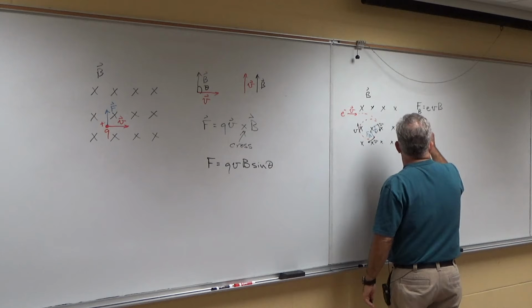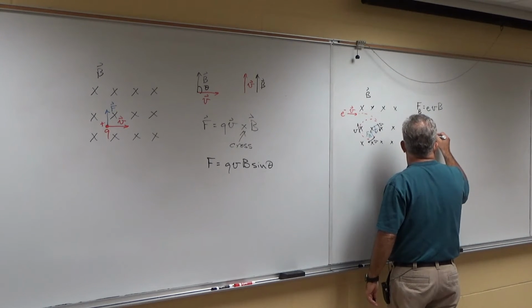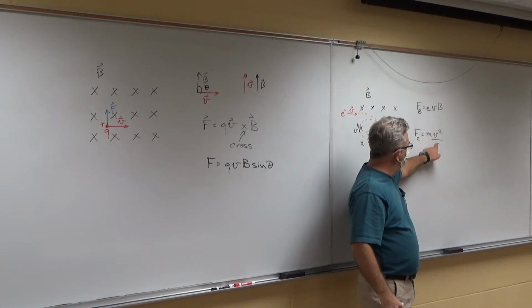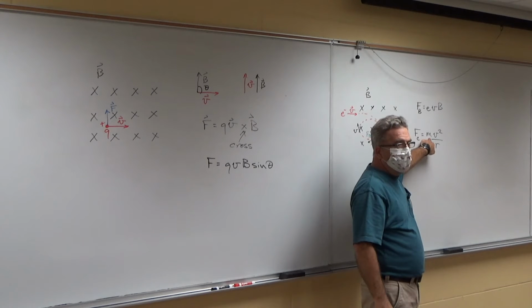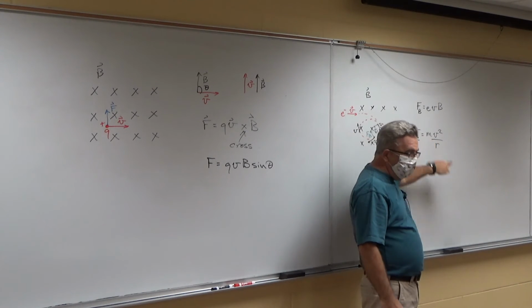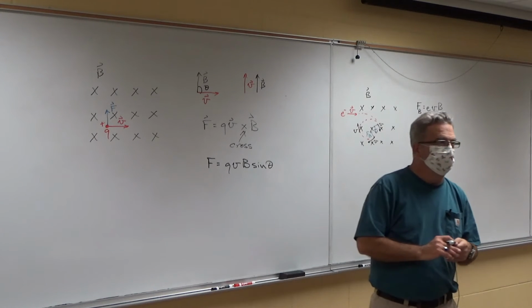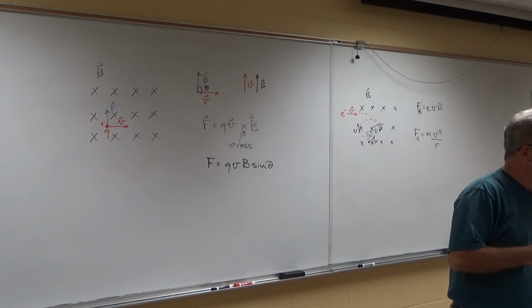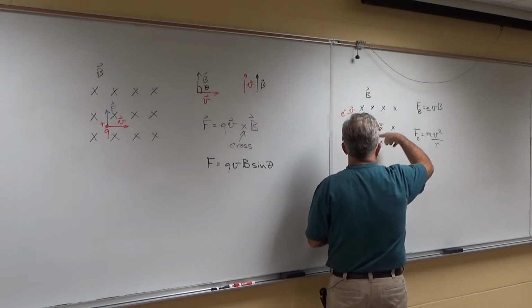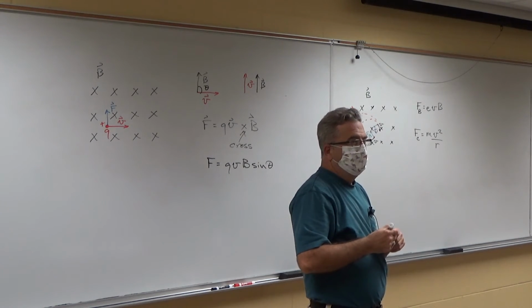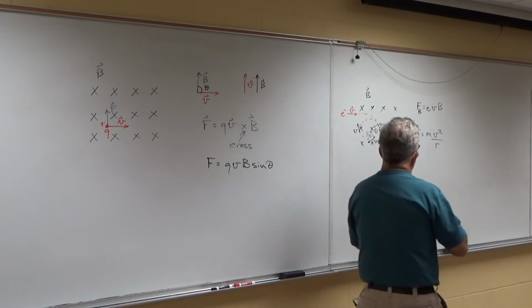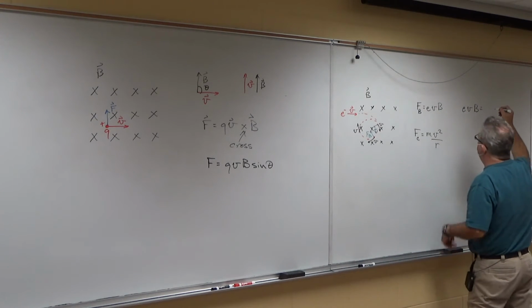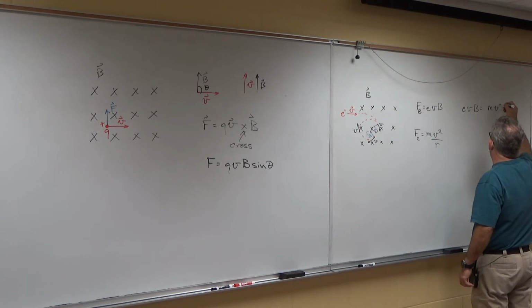We know from what we did in physics 1 that the centripetal force is mv squared over r, where that's the centripetal acceleration, and m is the mass of the particle. What's providing the centripetal force? The magnetic force, right? That is the centripetal force. That's the force that's causing the object to go in a circle. So I'll equate these two. You get EVB is equal to mv squared over r.